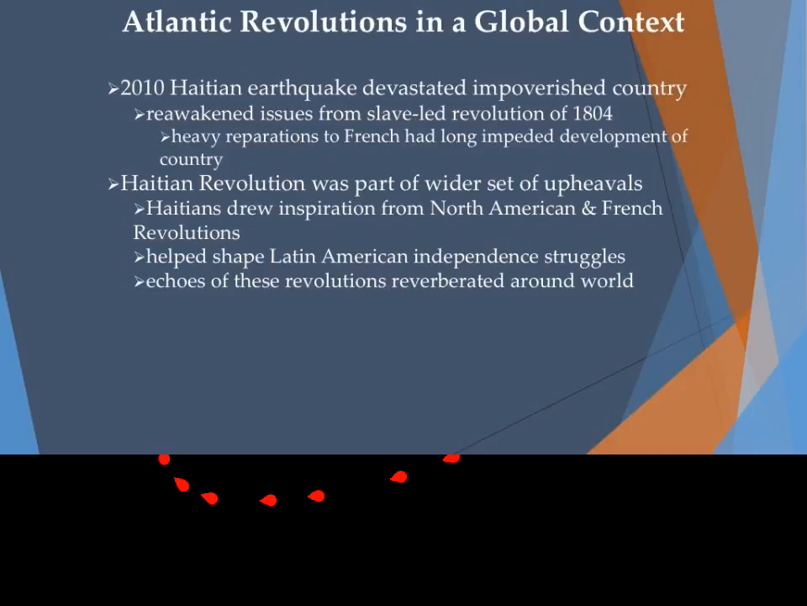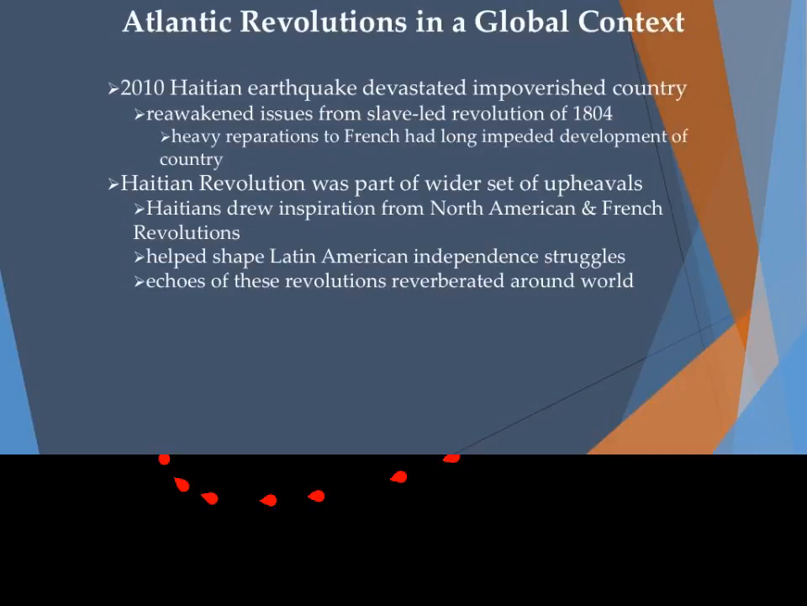Okay. The 2010 Haitian earthquake devastated this already impoverished country. But it also reawakened issues from the slave-led revolution in 1804. Heavy reparations to the French had long impeded development of the country. And the Haitian Revolution was part of a wider set of upheavals. The Haitians drew inspiration from the North American and French revolutions, and it really helped to shape the Latin American independence struggles.